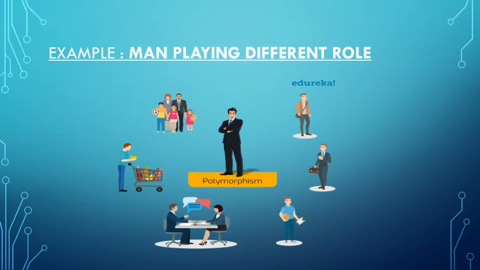So, in day-to-day life, if we consider a man, that is a single entity, but he plays different kinds of roles. For example, a man is playing the role of husband, a man is playing the role of father, a man is playing the role of a customer, a tourist, a professional. So there are lots of roles the man has to play.